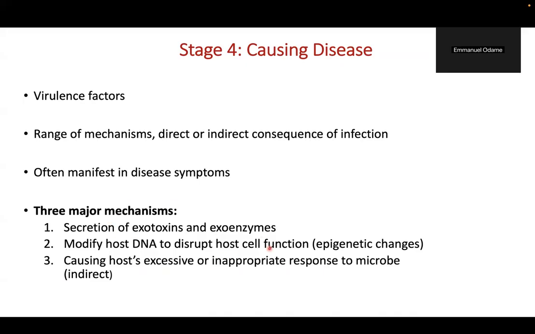The first two are both direct forms, where they are just doing it themselves. They are just changing the host. They are basically causing the disease by themselves, through maybe secreting enzymes or disrupting the cell function. The third one is to cause the host cells to do the damage instead of them doing it themselves. And then all of these are often seen in your body externally as a manifestation of the disease symptoms. So it can be direct and indirect types of infection that they will cause.